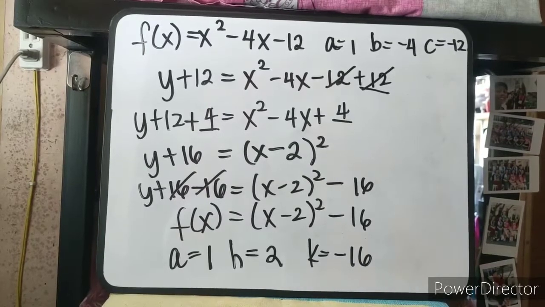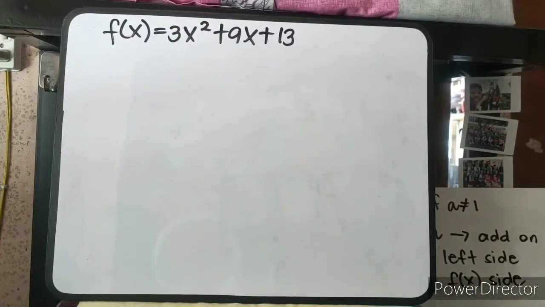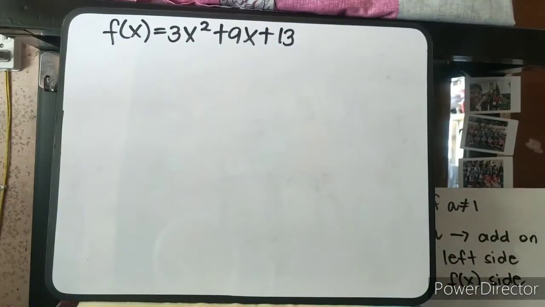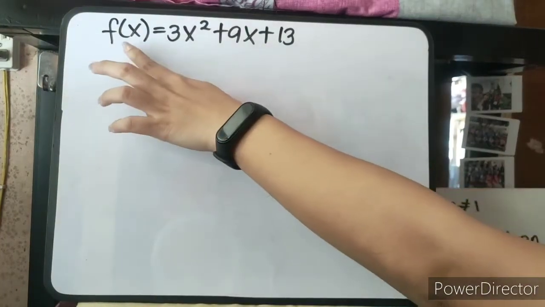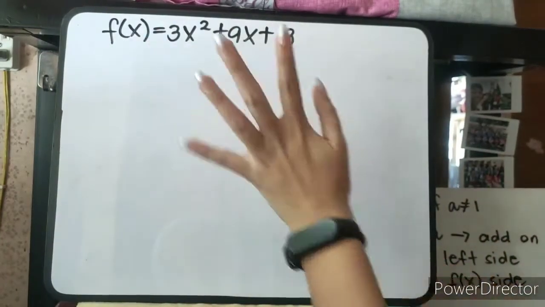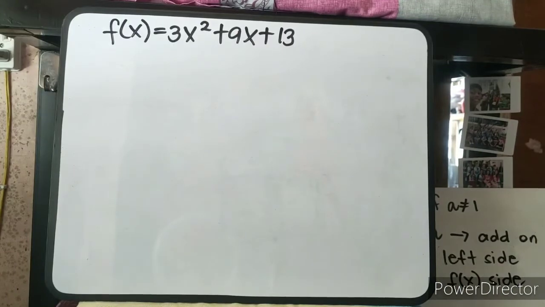First example. Next example, the given is f of x equals 3x squared plus 9x plus 13. Dito po ay medyo kakaiba yung gagawin natin kasi this time class, ang ating a ay is not equal to 1. So, hindi lang siya basta x squared. Kaya may iba po tayong gagawin. And kung kanina, originally yung f of x gagawin talaga nating y. Pero this time, para hindi kayo malito, gawin na lang nating 0 si f of x. Pero pwede rin naman gawin yung y kung sanay na kayong mag-y.